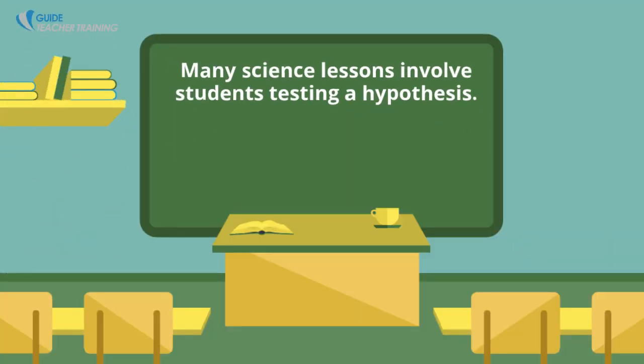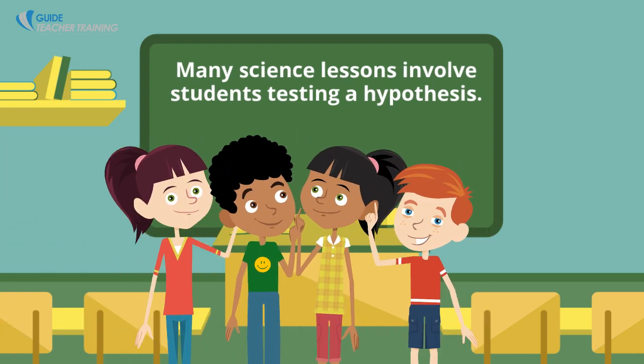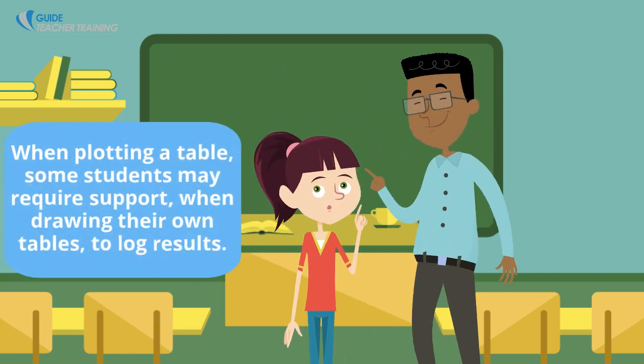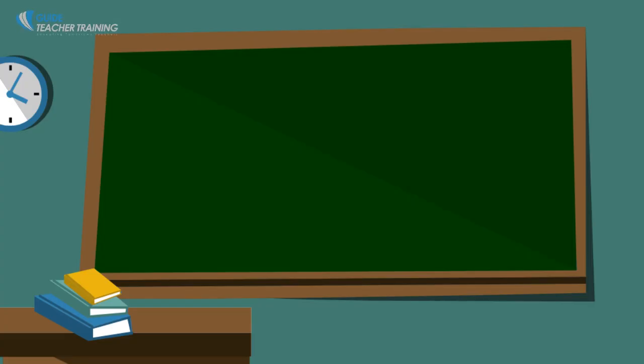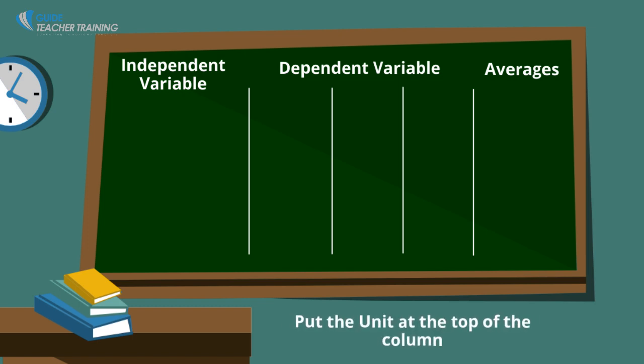Many science lessons involve students testing a hypothesis. Students may work in groups to collect data and record results in a table. When drawing a table, some students may require support when drawing their own tables to log results. Remember to tell the students that they will need one column for the independent variable, up to 3 columns for the dependent variable, as they may be making 3 sets of measurements, and another column for averages, sometimes called the mean. Students should remember to put the unit at the top of the column.